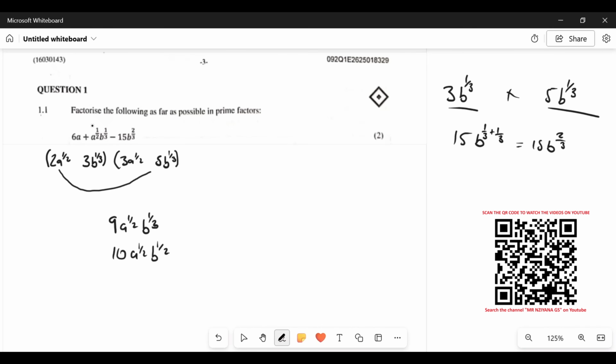Right, since we have a positive sign in the middle, the one with the highest number will be positive. So this one is going to be positive, and that one is going to be negative.